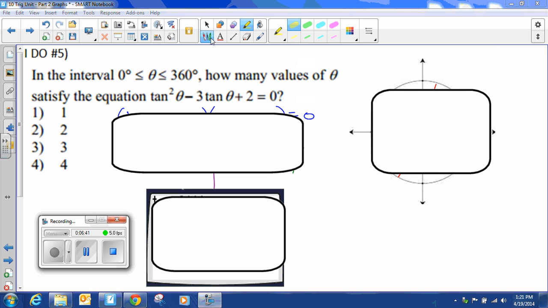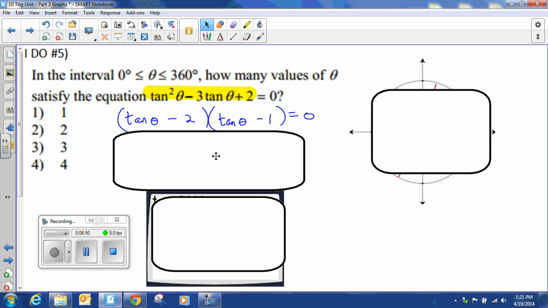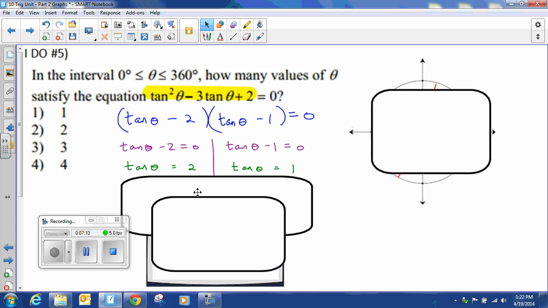Number 5, as you can see, we have this in quadratic form. This means we're going to have to unfoil. So this is actually very much like example, well, not example 1, but the do now. So you have to unfoil. We have tan theta minus 2 and tan theta minus 1 equals 0. We set them both equal to 0. We isolate tan theta. We end up with tan theta equals 2, tan theta equals 1.